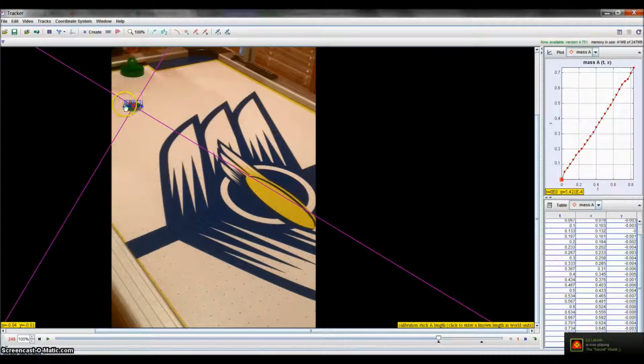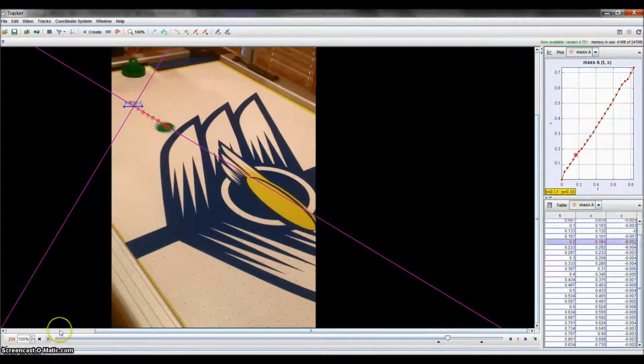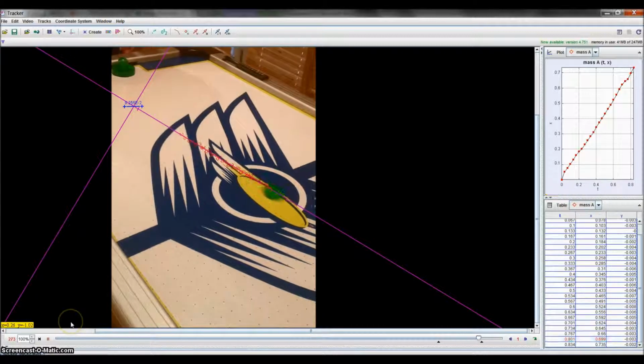As we can see, this is a calibration tape, which allows us to put the size of the puck in the video so that we can get proper scaling. And these red dots that appear behind the puck as it moves are point masses, which allows us to track the movement of the center of mass of the puck as the video goes forward.